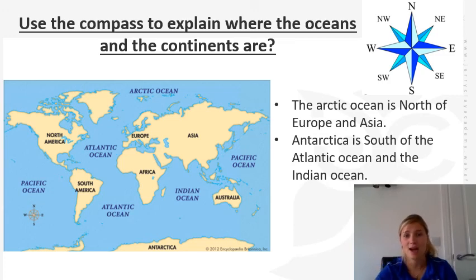Then I would like you to now explain where the oceans and the continents are in comparison to each other using your compass. So here are a few examples for you. So point to the Arctic Ocean. I have said the Arctic Ocean is north of Europe and Asia. So I've now said where the ocean is in comparison to the continents. I've then said Antarctica is south of the Atlantic Ocean and the Indian Ocean. So I'm now using the continents and the oceans to say where they are using my compass.